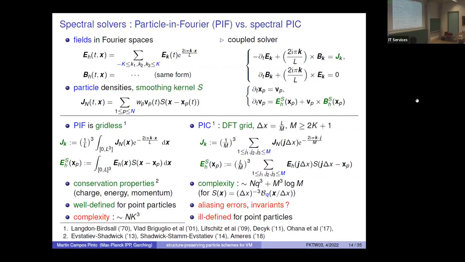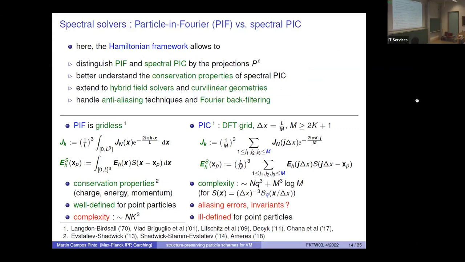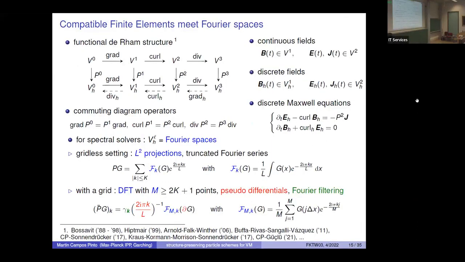Okay. So there are some advantages here and there, but the main point is that with our Hamiltonian framework, we can analyze these two types of methods in the same setting. And we distinguish the two methods here just by the projections, P_L, different projections that we use to go from the particle world to these discrete Fourier spaces. And we can also study anti-aliasing techniques, Fourier backfiltering, Fourier smoothing, and so on.